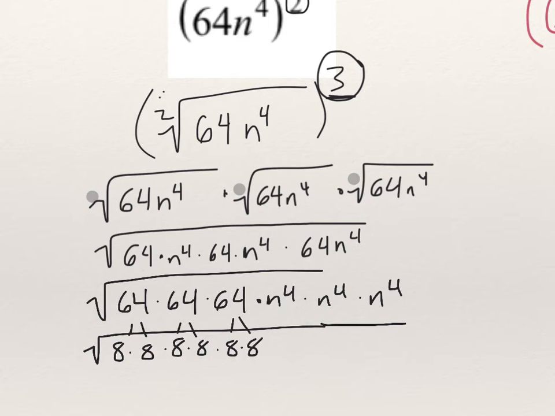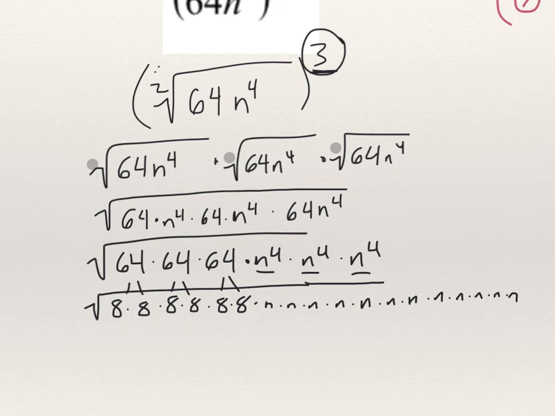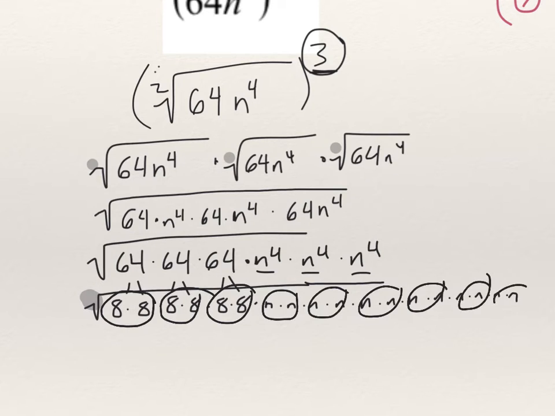And then here we're going to have a total of 12 n's. So we have n times n, twelve times: 1, 2, 3, 4, 5, 6, 7, 8, 9, 10, 11, 12. Okay, 12 times. So now, since we don't have a number out front, that means that our index is 2, so we're circling pairs of 2. So we have a pair here, pair here, and so on.